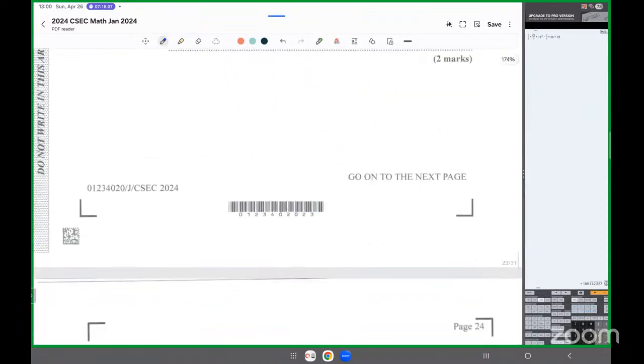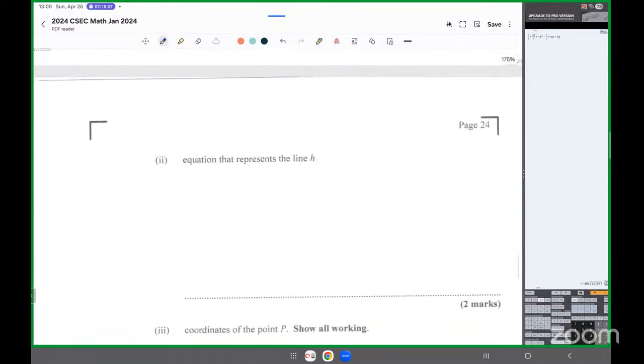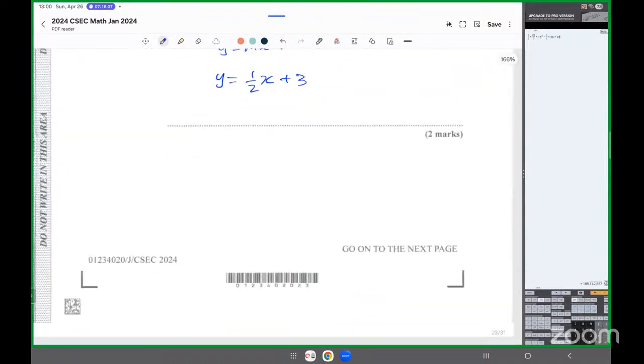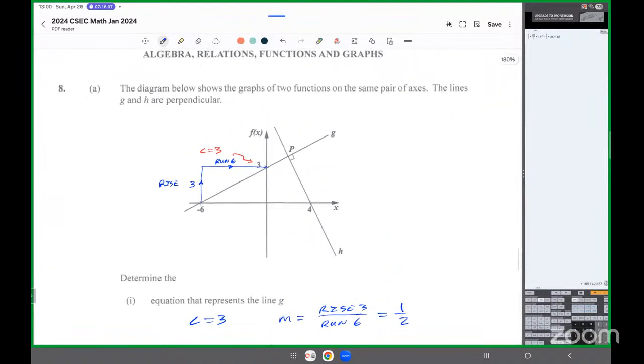Good. Next question asks for the equation that represents line H. So we're going to do a similar thing for line H. Now, what do we know about line H? They tell us that they're perpendicular, so they have negative reciprocal gradients. And line H passes through this point. That point is called P, the point (4, 0). The gradient of line H is the negative reciprocal of the gradient of line G.